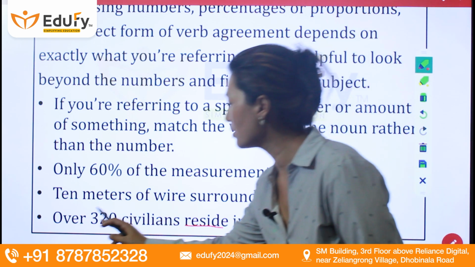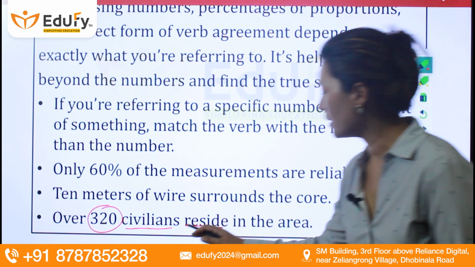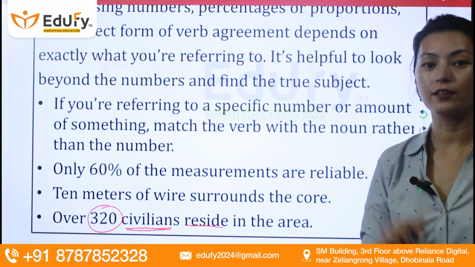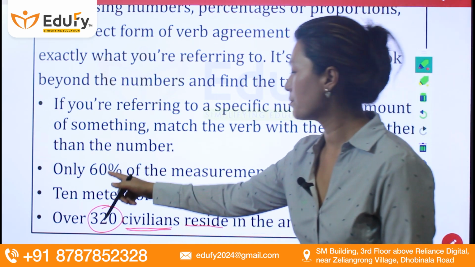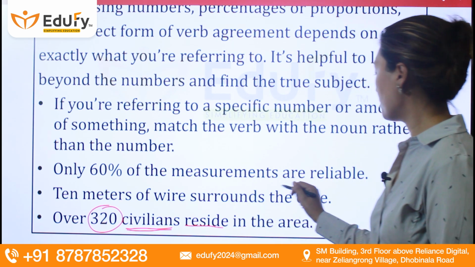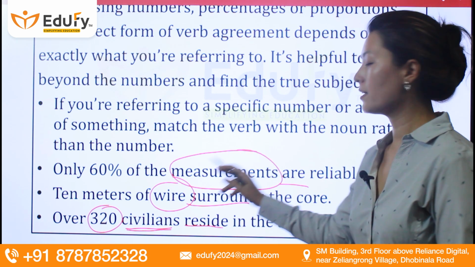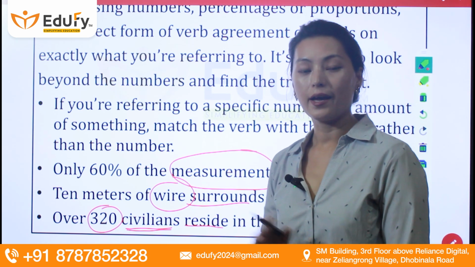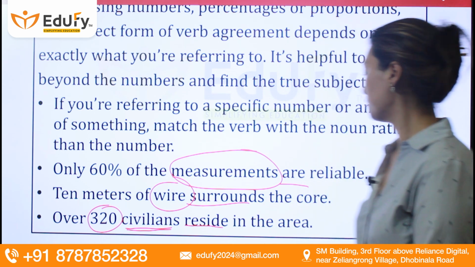Is it based on 320 or is it based on civilians? It is based on civilians and not the 320 number. So always remember, whenever you have specific numbers pointing towards the noun, you will have to write the verbs according to the noun that is being mentioned right after the number. And that will become easier for you to understand or write the sentence correctly.